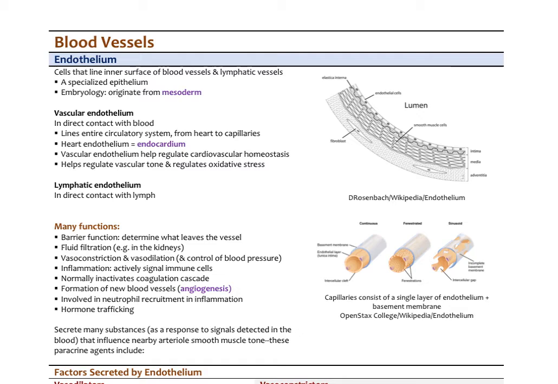I wanted to create a whole slide here about endothelium because they're so important for overall cardiovascular health and homeostasis. These are the cells, again, they're a special type of epithelium that line blood vessels, and they're also what compose lymph vessels, the lymphatic vessels. Embryologically, they all originate from the mesoderm.